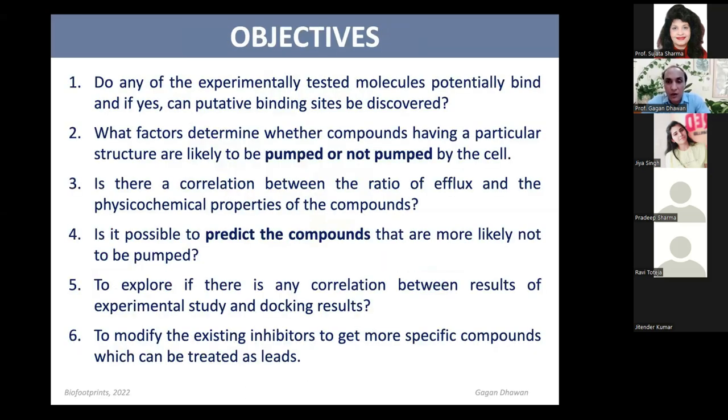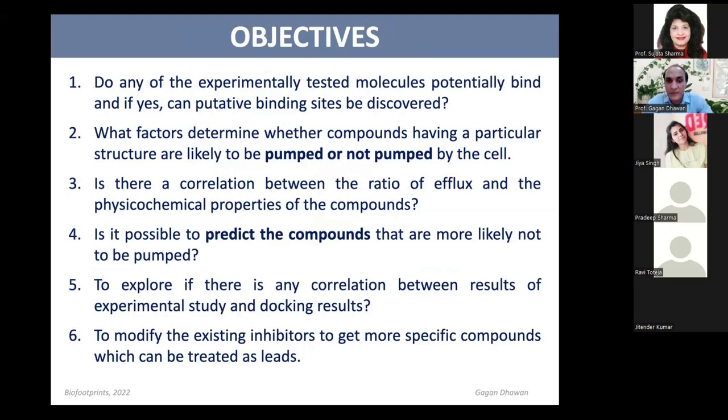So now what objectives did we keep in mind before proceeding with this artificial intelligence system, learner development system. Yes. So do any of the experimentally tested molecules, I'll show you where I got those molecules and what we did with those molecules.